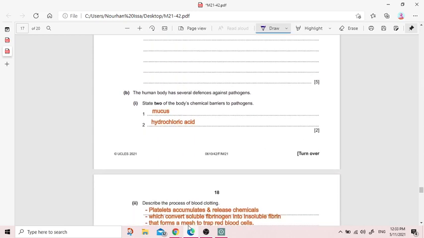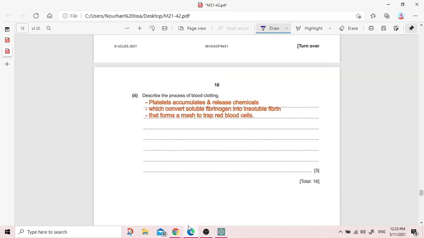B. The human body has several defense mechanisms. State 2 of the body's chemical barriers. Anything chemical, you can say the mucus, the hydrochloric acid in the stomach, or the tears. All of these are chemical barriers.